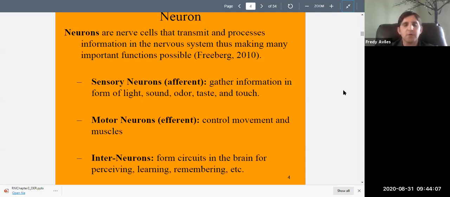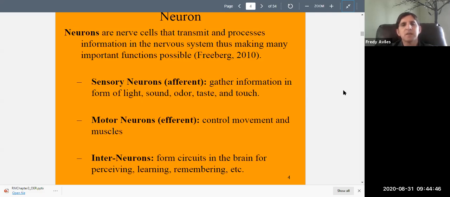Interneurons are in the brain. They form circuits in the brain for perceiving, learning, remembering. Interneurons are, you can call them like the really smart neurons. They're the ones in your brain that understand, for instance, what you're looking at or what you're smelling, or the ones that determine, for instance, that you want to walk toward the door so you can leave. They allow you to perceive things, to learn, to remember, to make decisions. And inter means between. Interneurons actually bridge sensory and motor neurons.